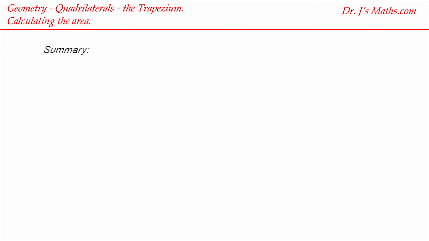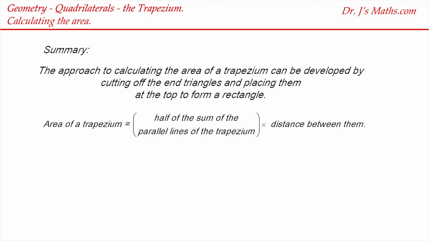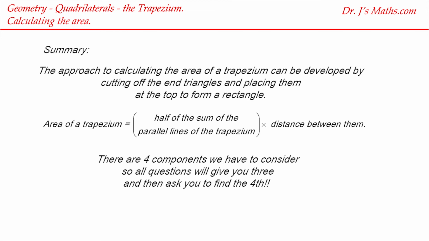So there it is. The approach to calculating the area of a trapezium can be developed by cutting off the end triangles and placing them at the top to form a rectangle. Then we can find the area of a trapezium by simply adding the two parallel sides together, dividing them by 2 and multiplying by the distance between them. There are 4 components we have to consider, so all questions will give you 3 of these and then ask you to find the 4th.